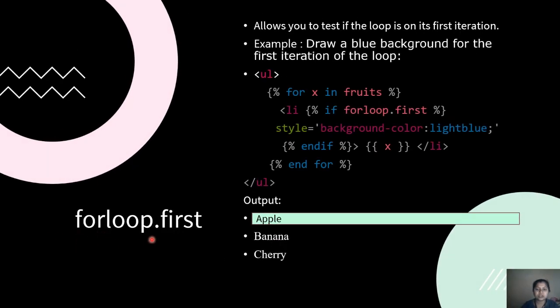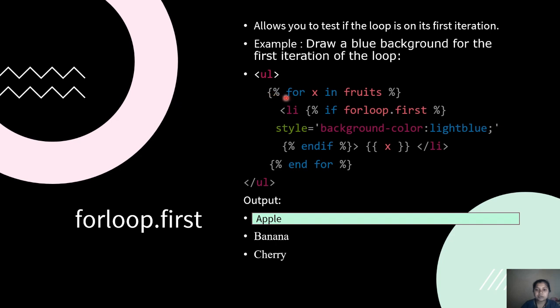Next is forloop.first. This allows us to test if the loop is on its first iteration or not. For example, draw a blue background for the first iteration of the loop, which means if the iteration is on the first item of the loop, then the blue background will appear. Here is the syntax of how we can use this forloop.first variable. Initially we have created the unordered list, which appears in the form of bullet points.